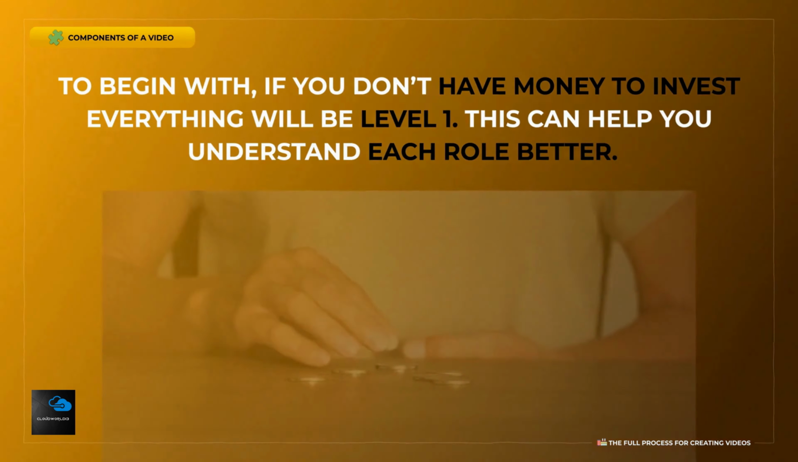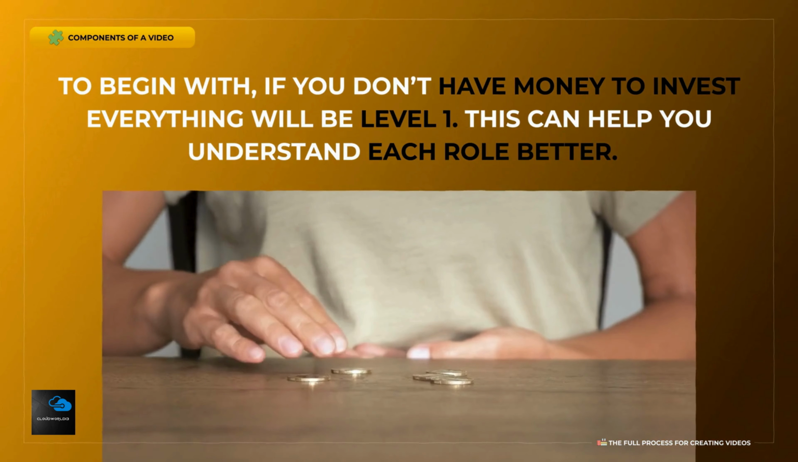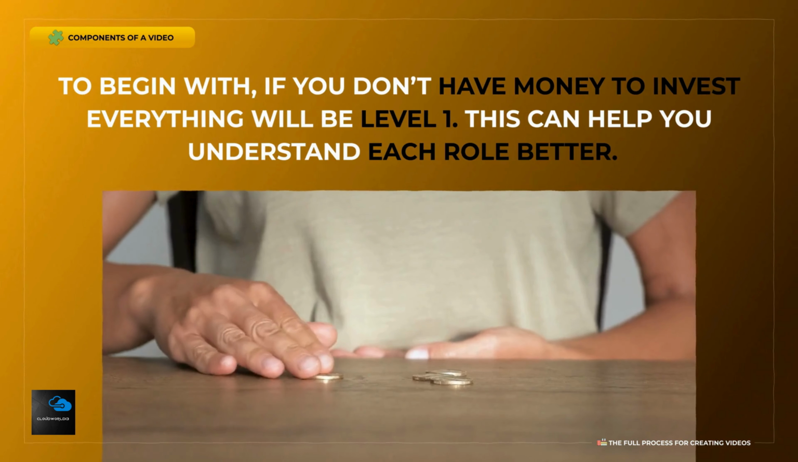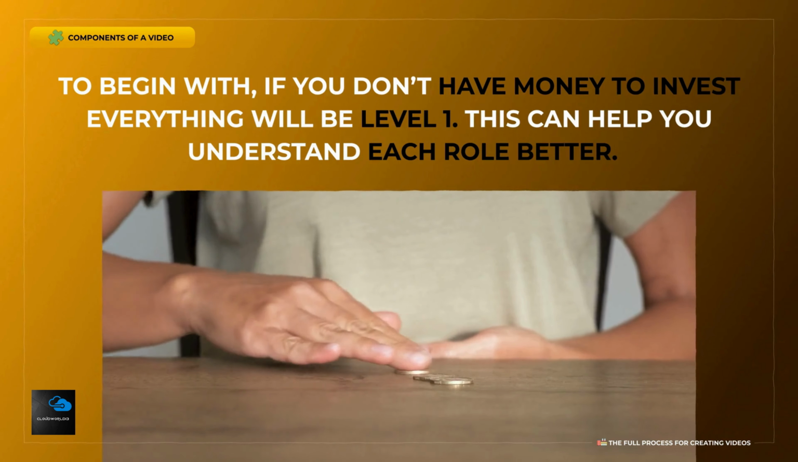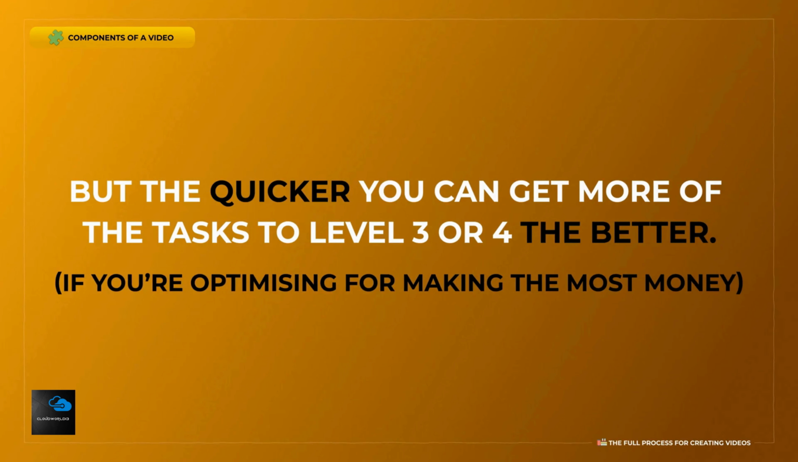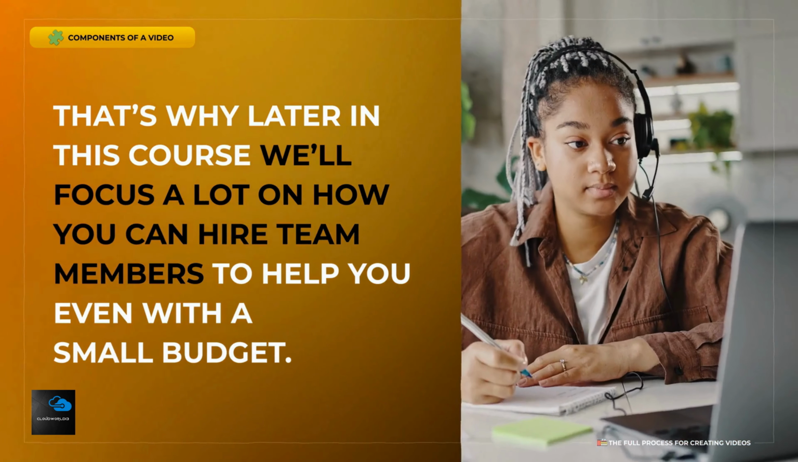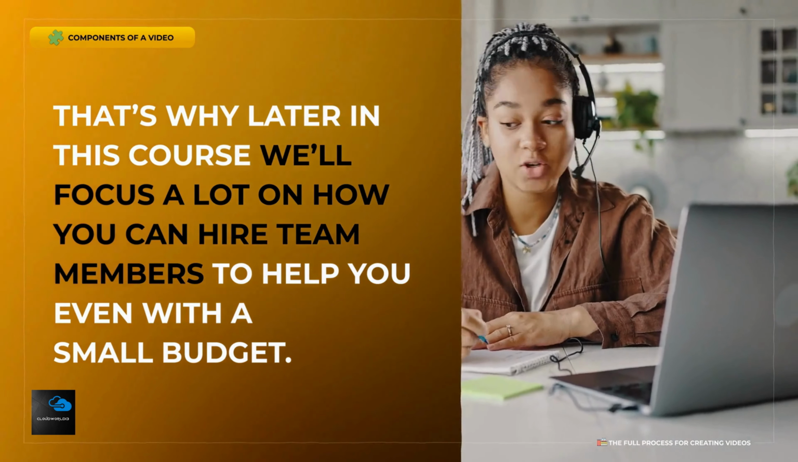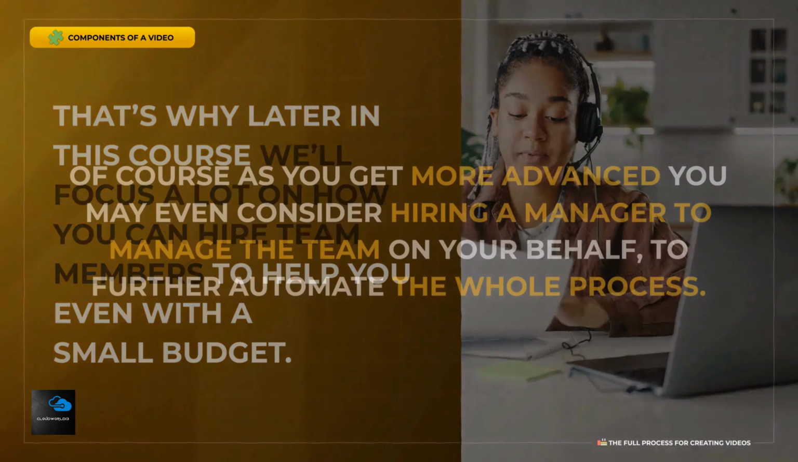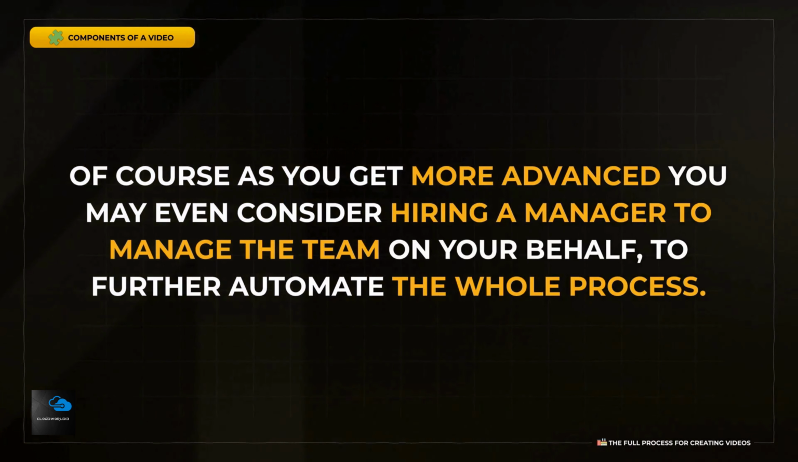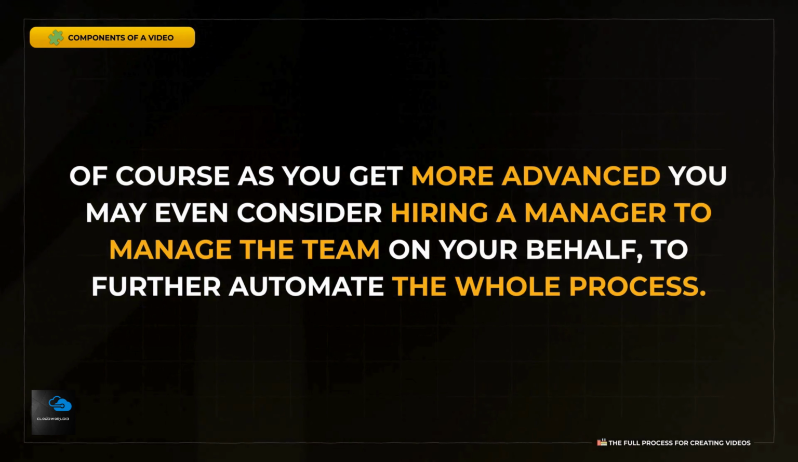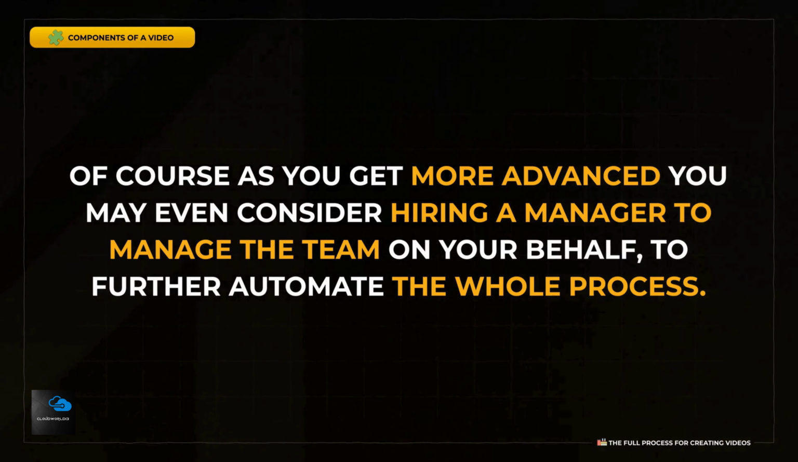To begin with, if you don't have money to invest, everything will be level 1, done by you. This isn't necessarily a bad thing, as it can help you understand each role better. But the quicker you can get more of the tasks to level 3 or 4, the better. That's why later in this course, we'll focus a lot on how you can hire team members to help you, even with a small budget. Of course, as you get more advanced, you may even consider hiring a manager to manage the team on your behalf to further automate the whole process.